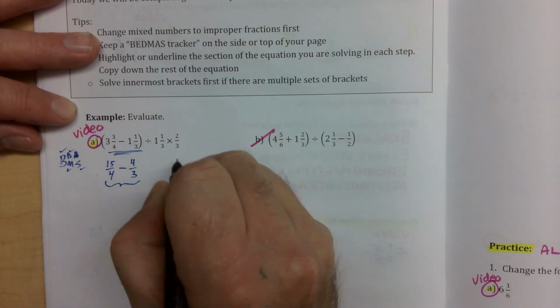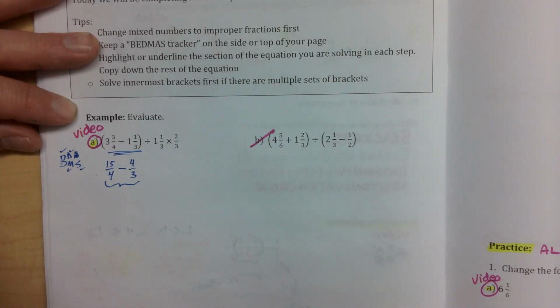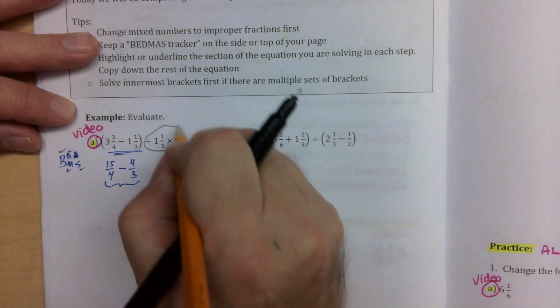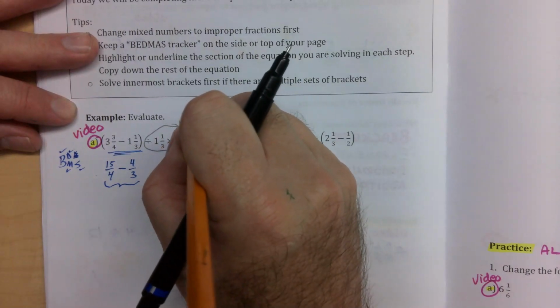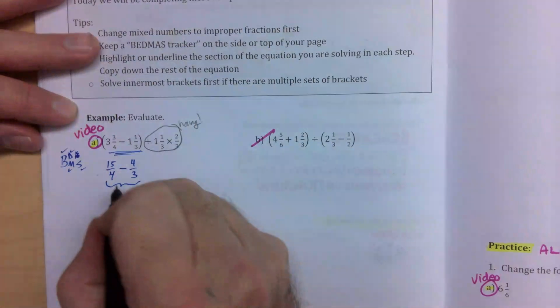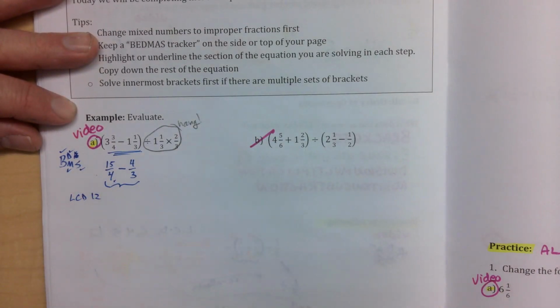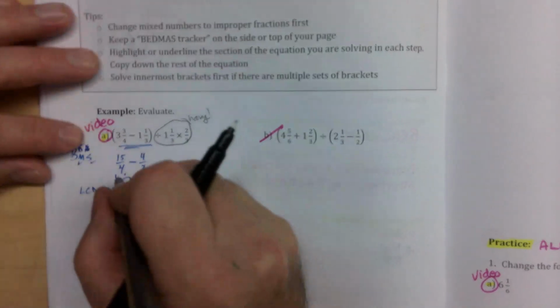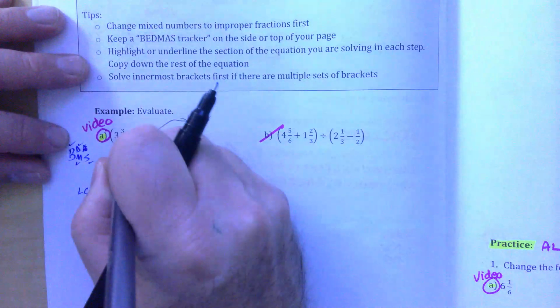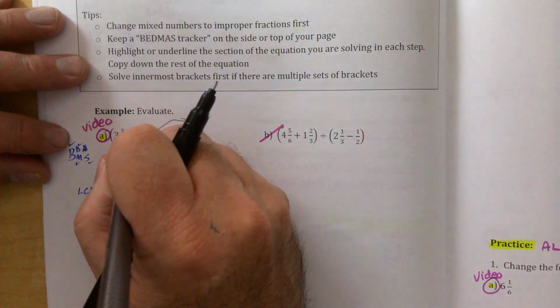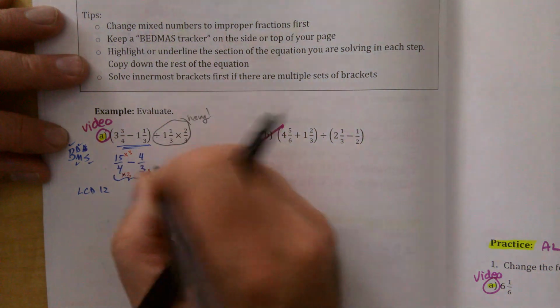Okay, so these guys, the ones in pencil, they have to hang out. Okay, lowest common denominator, 12. Okay, times 3, times 3, times 4.